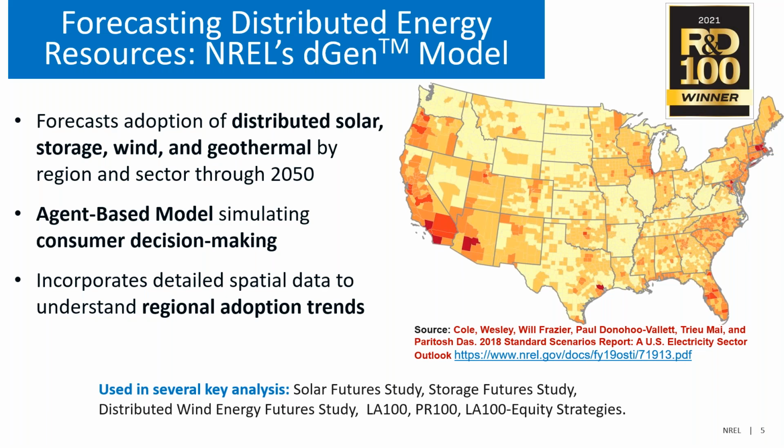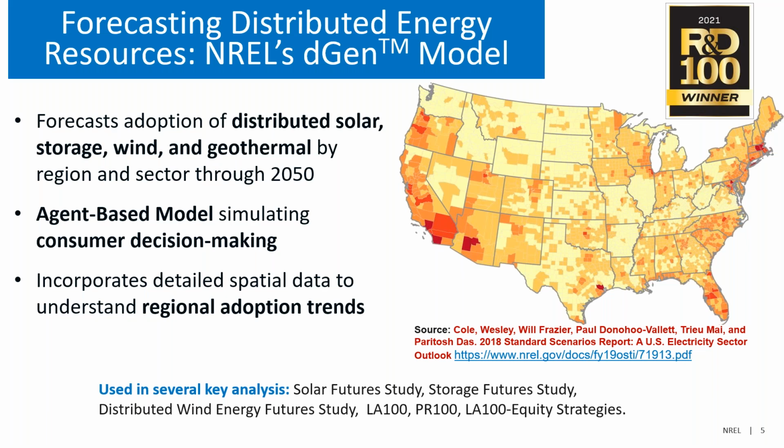The model that I will be talking about right now is NREL's distributed generation market demand model, or in short called the dGen model. This is an agent-based forecasting model which forecasts the adoption of rooftop solar, behind-the-meter storage, small-scale wind, and geothermal technologies by different geographical regions and different sector classes from 2022 till 2050. So we have a modeling time frame that moves along in 2-year steps, from 2022 till 2050.